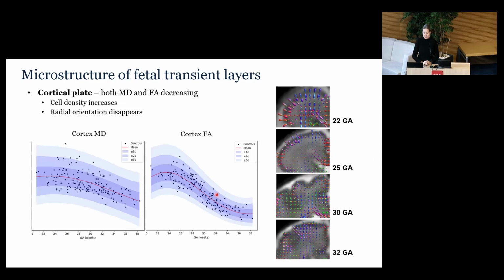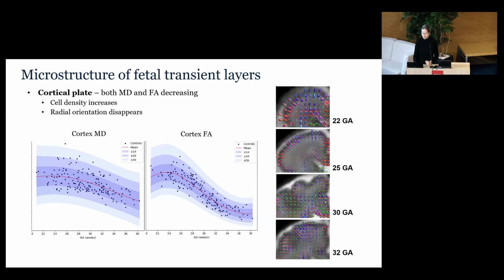Also, I think this is not the transient layer, this is the cortical plate, but I find it interesting because we see both mean diffusivity and fractional anisotropy decreasing in cortex, and they shouldn't be taken as opposite measures because they don't directly relate to each other.